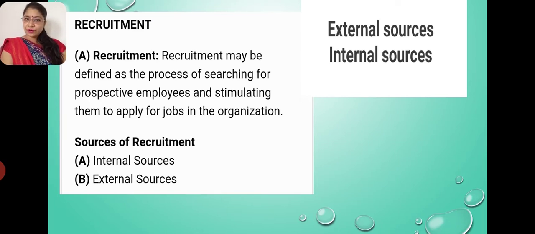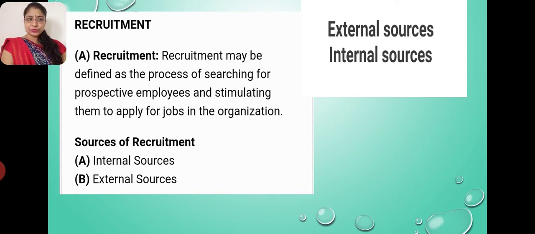Now today we are going to see that there are three aspects or three components of staffing. The number one is recruitment, number two is selection, and number three is training. So we are going to study one by one. We can make it RST: recruitment, selection and training.